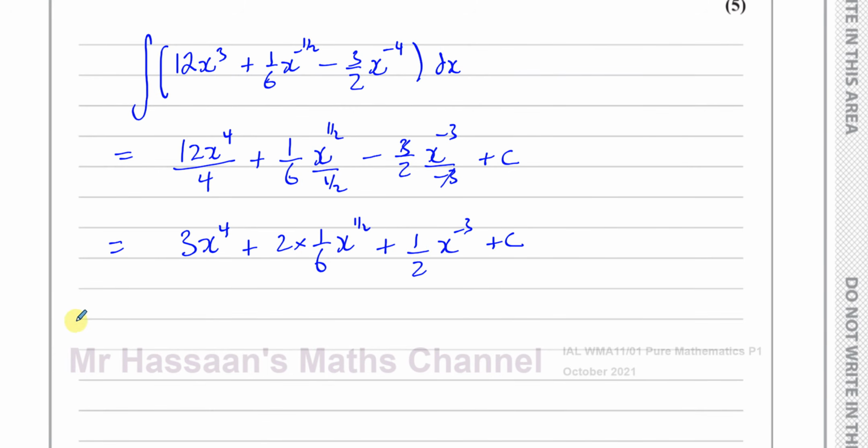Just simplify this last term here. That gives you 3x to the power of 4, plus 1 over 3 x to the power of a half, plus a half x to the power of minus 3 plus c. So there's the final answer for this question. Sorry, half x to the power of minus 3. What am I talking about? Okay, a half x to the power of minus 3 plus c. And there we have the final answer for this question. Don't forget the plus c. That is worth 1 mark.